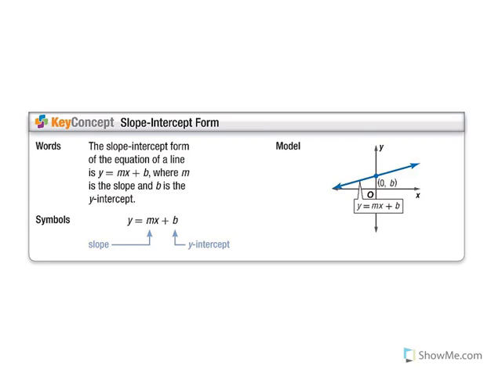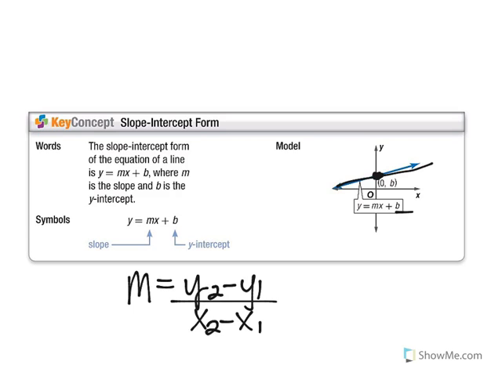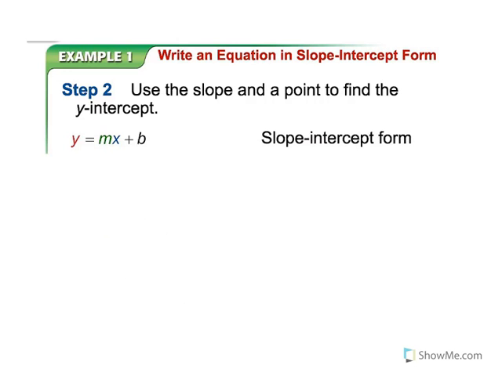This is just a model of y equals mx plus b form, our slope-intercept form. Here on the line, you can tell that your y-intercept is here. You could count it, and that's how you get your b. And then, of course, your slope, you can find it by y2 minus y1 over x2 minus x1, which you should know from your previous lesson.